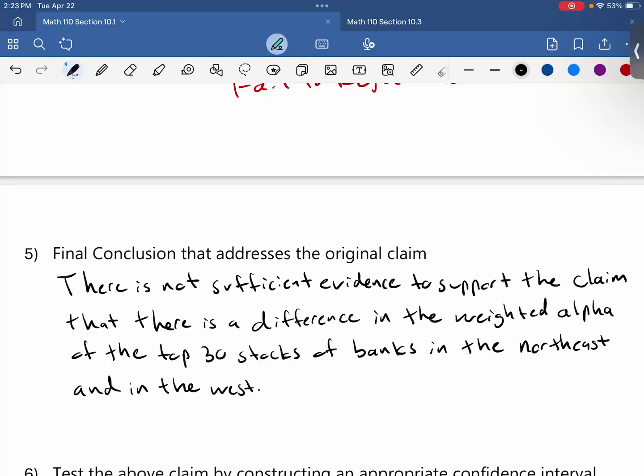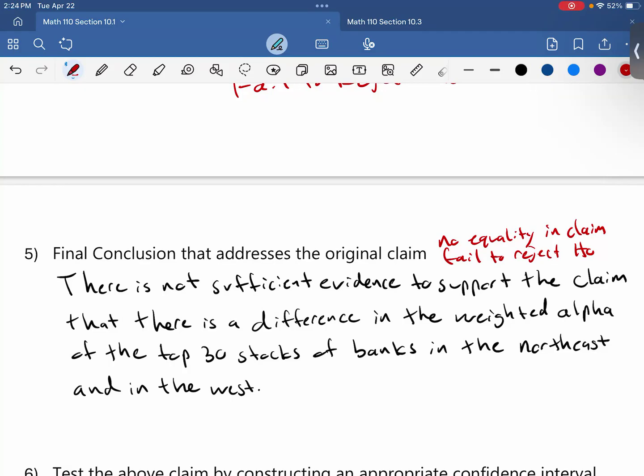Okay, welcome back. So if you try this out using your conclusion table, we failed to reject the null, and our claim was not equal to, so we had no equality in claim, and we fail to reject the null. So this is a conclusion we should have come up with. There is not sufficient evidence to support the claim that there is a difference in the weighted alpha of the top 30 stocks of banks in the Northeast and in the West.